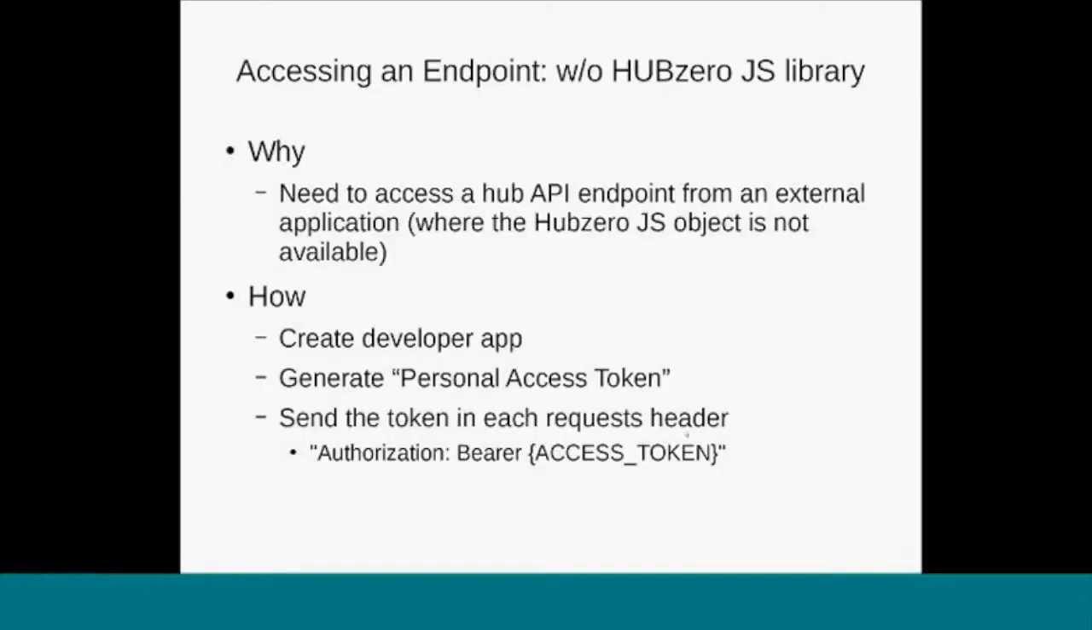So if you want to make requests to a Hub API and you're not going to have access to the HUBzero JS object, say you're doing it from an external application, you can create a developer app on the Hub and then generate a personal access token. And then what you'll do is you'll send that access token in the authorization header, like so, and you'll be able to access your API endpoint just as if you were using the HUBzero JS object.